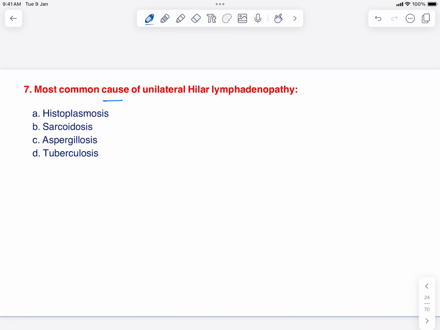Most common cause of unilateral hilar lymphadenopathy. The options are histoplasmosis, sarcoidosis, aspergillosis, and tuberculosis. The most common cause of unilateral hilar lymphadenopathy will be tuberculosis, whereas in sarcoidosis, we have discussed it as bilateral hilar lymphadenopathy. Okay, next question.